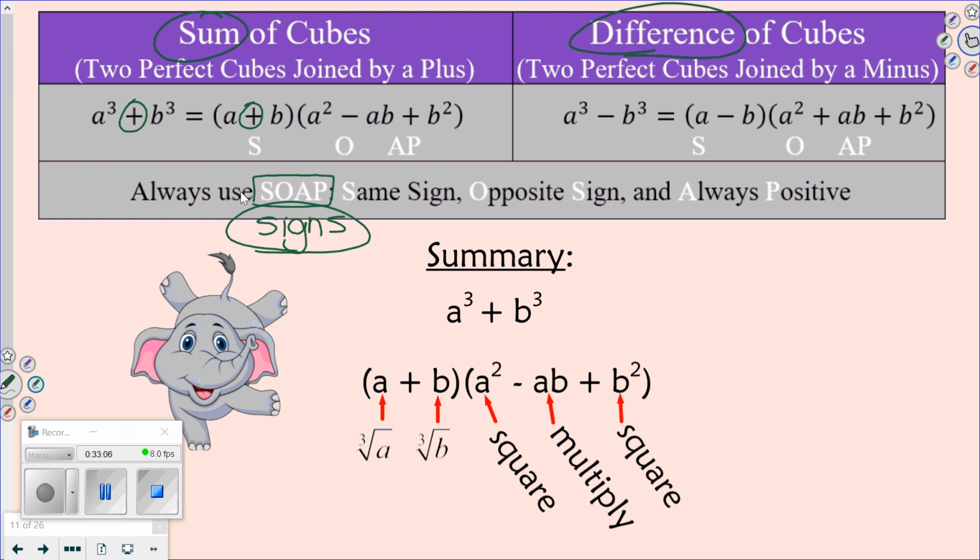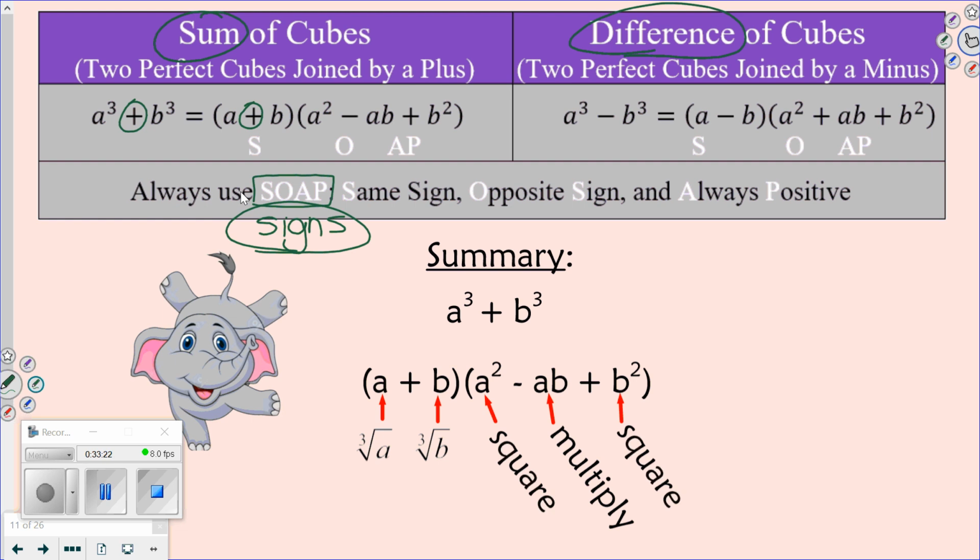Right? So the same one goes here. Then it flips to the opposite sign. And then AP, always positive. That last sign is always a plus sign. So same as the original, opposite of that, always positive. That's SOAP. So you'll hear me refer to this as the SOAP method all the time.